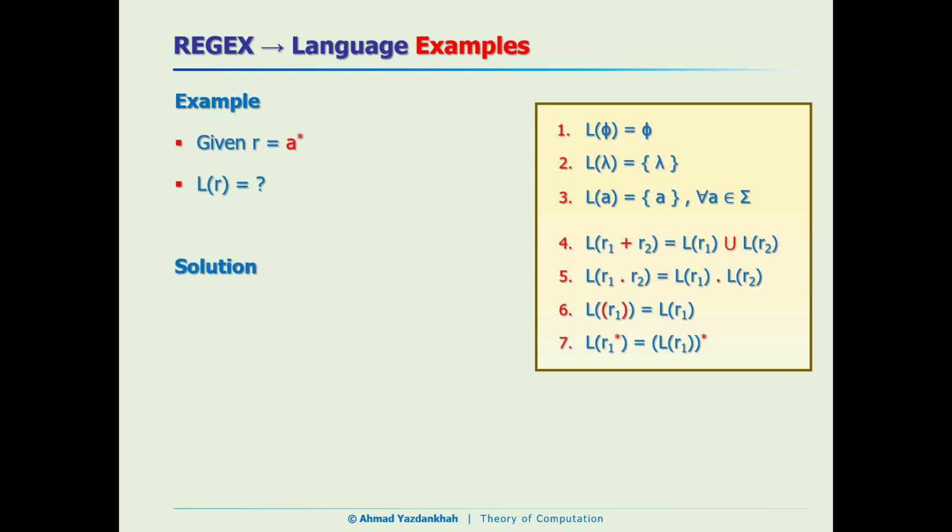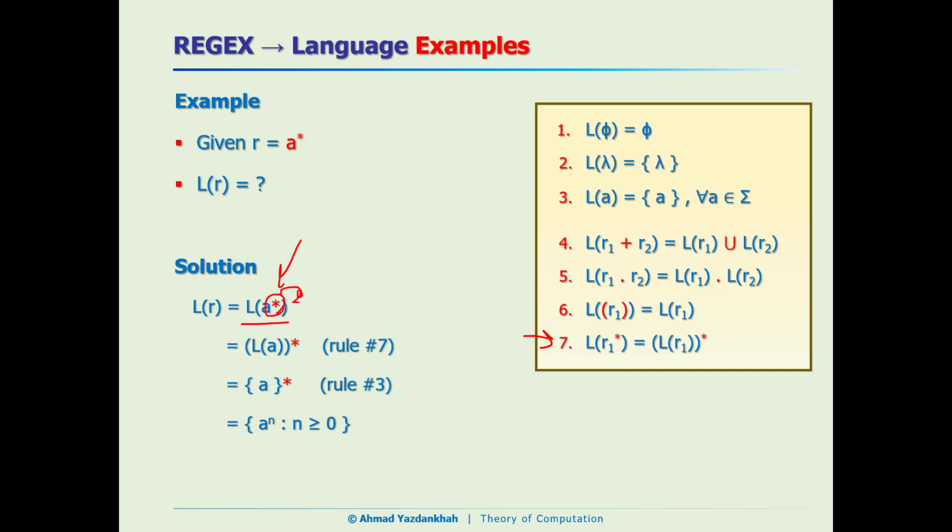The next one is A star. This way we calculate L of A star. By using rule number 7, we can move this star to the outside of the parentheses like this. And L of A is A, and the star is A star, right? And we know that A star is equivalent to this language.